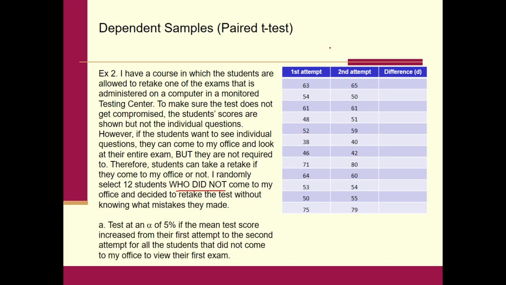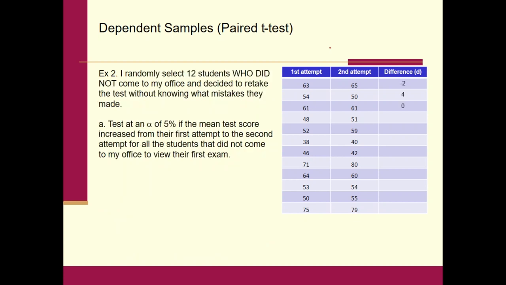So test at an alpha of 5% if the mean test score increased from the first attempt to the second attempt for all the individuals that did not come to my office to view their exam. So did things get better? Did things increase? We'll see. So we have to come up with the differences, right? I just pushed the wording of the problem into that. And so remember what we have to do. We have to create the difference column, right?